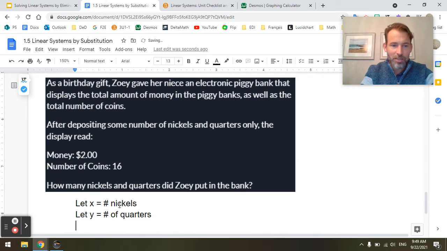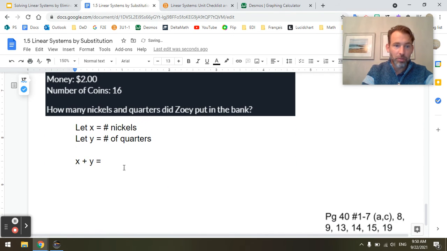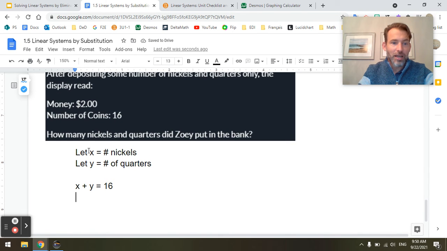All right, now I can create some equations. X plus Y is the total number of coins. The number of nickels plus the number of quarters will equal the total number of coins. I know that that's 16, I was told. Okay, 16 coins. But I have a second equation: I have 200 cents total in the piggy bank.